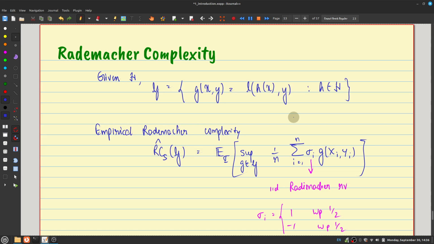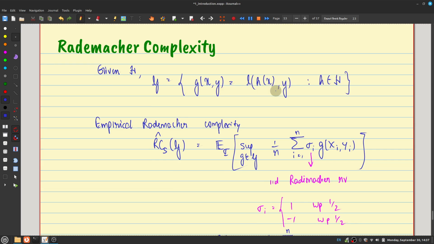In order to prove this, I want to introduce a new quantity called the Rademacher complexity of a particular hypothesis class. Recall that for every hypothesis h, I defined the function g of (x, y) to be just the loss on (x, y) when I use the hypothesis h. So if h(x) is the prediction corresponding to x under hypothesis h, then g(x, y) is simply the loss that h incurs when this particular sample (x, y) was observed.